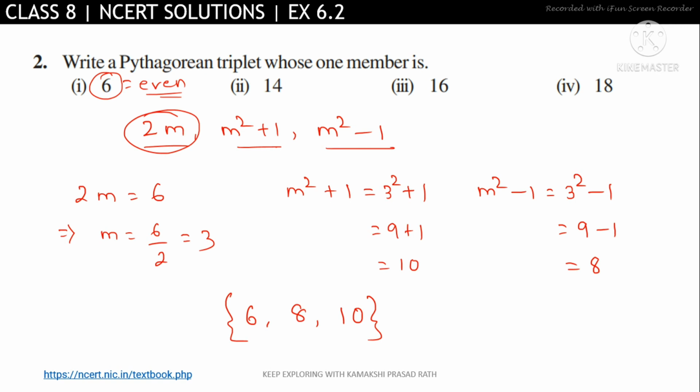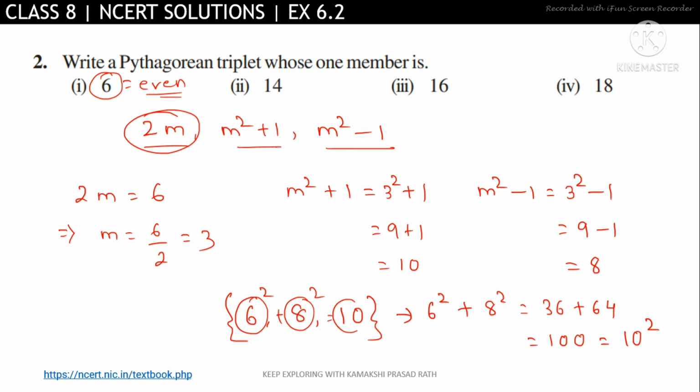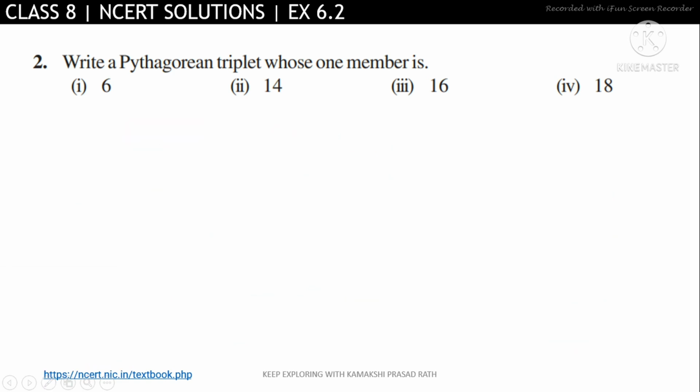Now, how to verify our answer? A Pythagorean triplet is such that if you add the squares of two numbers, it should be equal to the third number's square. That is, 6 squared plus 8 squared, that is 36 plus 64. How much do we get? We get 100, and 100 is nothing but 10 squared. So you can see that 6 squared and 8 squared, when you add, give 10 squared. Hence 6, 8 and 10 form a Pythagorean triplet. In the same way, we can find the other numbers like 14, 16 and 18. So let's see this.